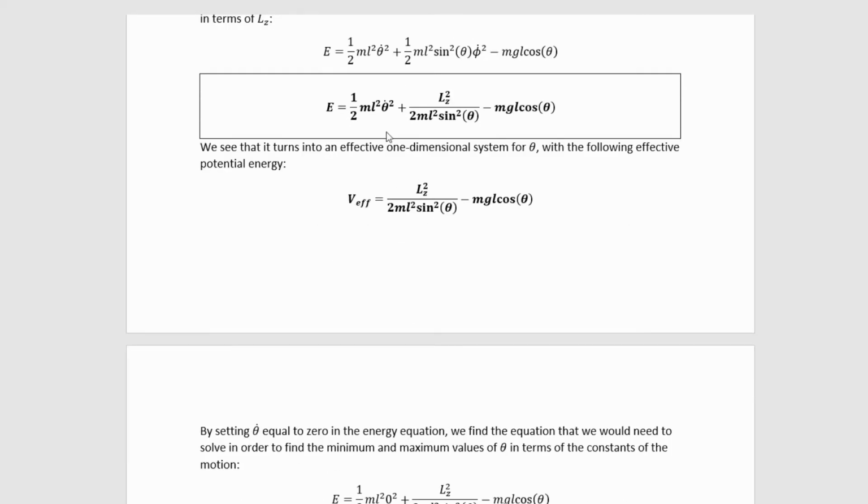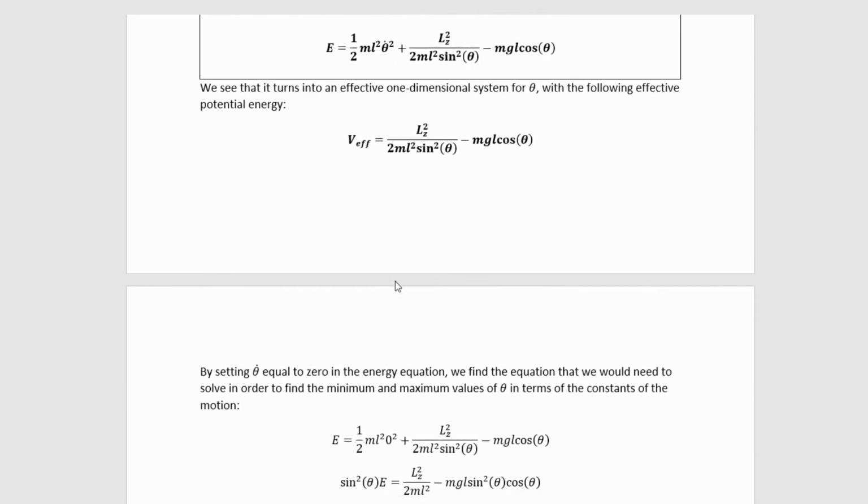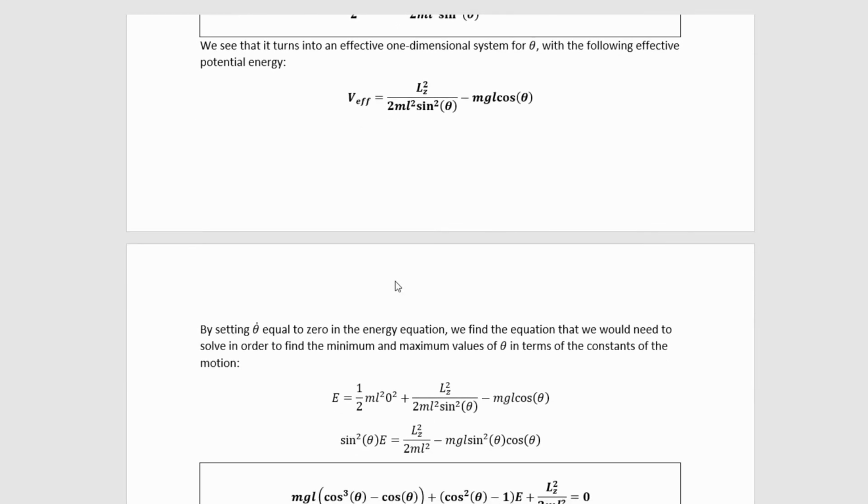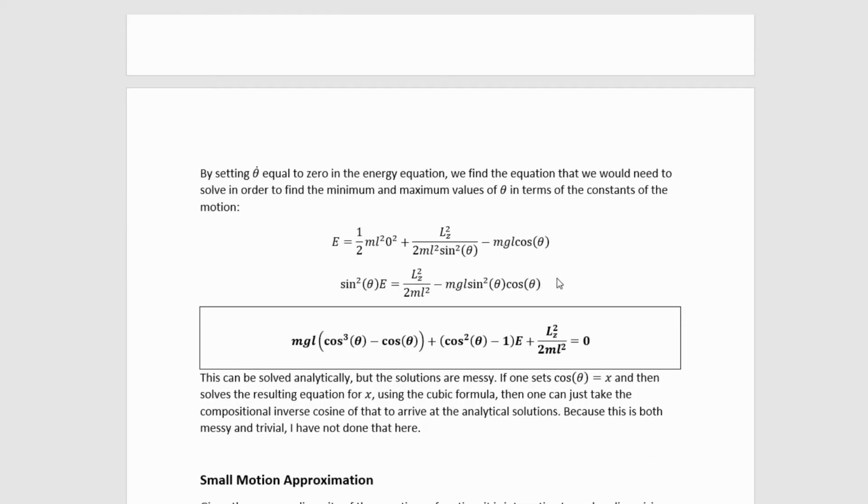If we set theta dot equal to 0 in this equation, we find an equation that we would need to solve in order to find the minimum and maximum values of theta in terms of the constants of the motion. This is what we get immediately after setting this equal to 0 and then multiplying out the sine squared in the denominator, and then we can use some trig identities to write it like this.